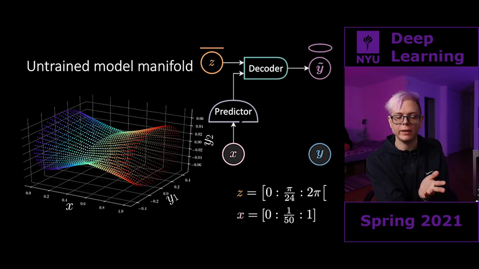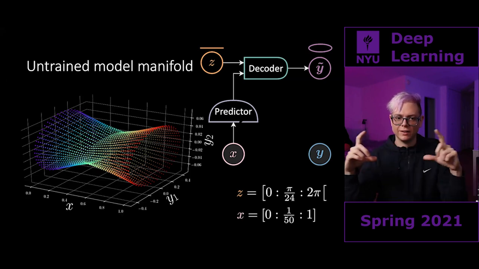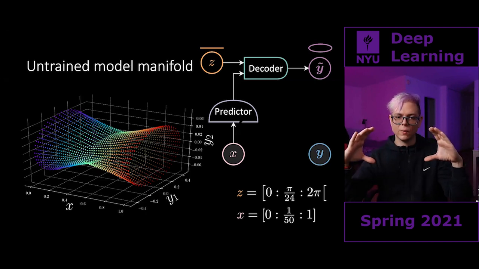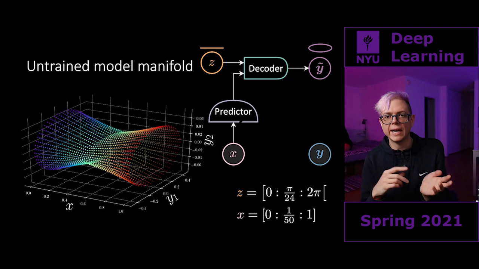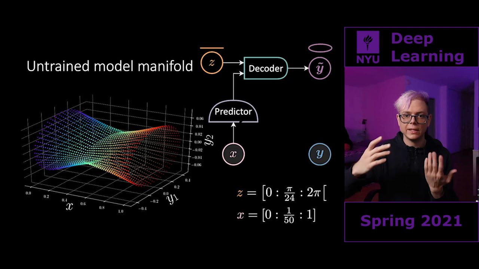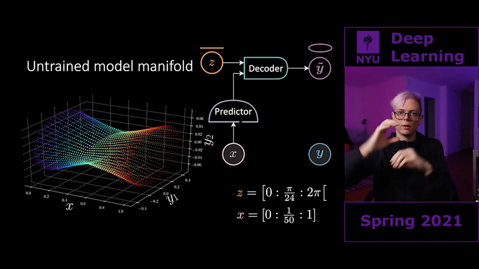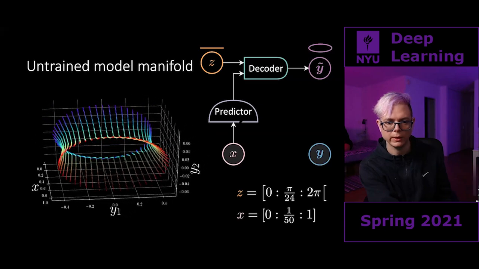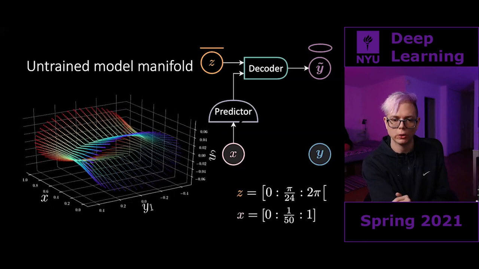I show you my untrained model, right? So this is my neural net. My neural net is basically, as you can tell, telling me what is the size of this ellipse, whereas the Z allows me to go around the ellipse, right? We saw that the Z was that cosine and sine, right? So Z allows me to navigate the ellipse, whereas here, X is going to be in charge of deciding the shape of this item. And you can tell here, as I make it spin, how this untrained model manifold looks.